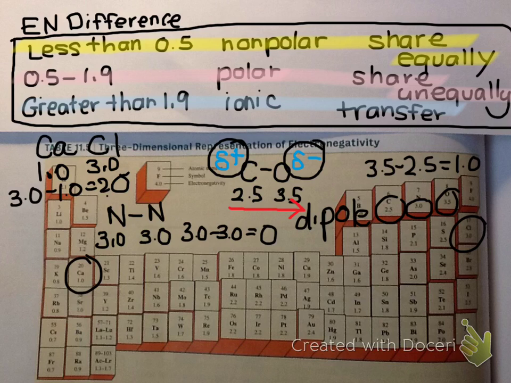So the difference in the attractive power of the atoms, which can be illustrated by looking at the electronegativities, can determine if the electrons are shared equally and you have a nonpolar bond, or if they're shared unequally and you have a polar covalent bond, which then also has a dipole. Or if the electronegativities are so different that the electrons are not shared at all, but instead they're transferred, and you have an ionic bond.